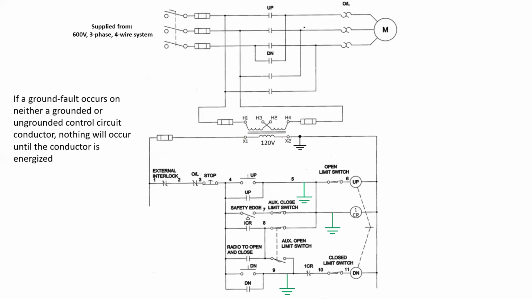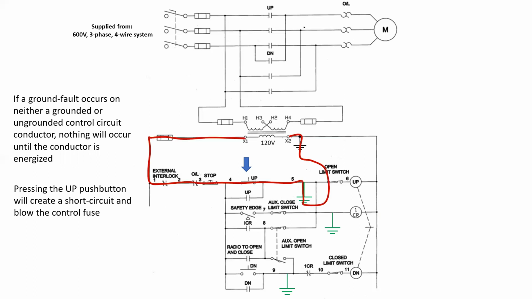If a ground fault occurs on neither a grounded nor an ungrounded control circuit conductor, nothing will occur until the conductor is energized, such as in this situation here. One of the conductors, perhaps the conductor at location 5, has some insulation that's been compromised and is now in contact with the metal of the conduit that it's installed within. Nothing happens until the up push button is depressed. At this point, we create a short circuit by pressing the push button. We have a short circuit back to the secondary of the transformer.